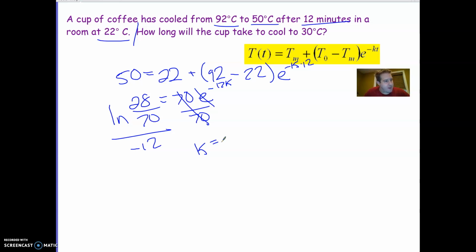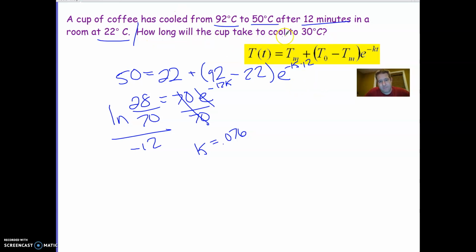So I put that in my calculator. And I really wish my dog would stop barking. 28 divided by 70. And then divide that by negative 12. And that gives me about 0.076.